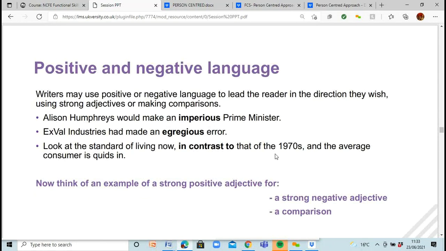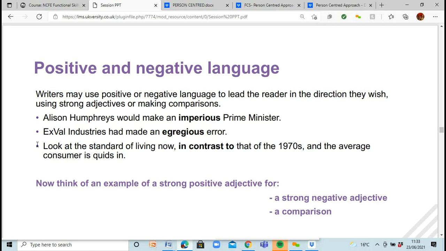And then for the last little section on these words, positive and negative language. So writers can use positive or negative language, and it really leads the reader in the direction that they want to go. So they use strong adjectives, or they'll make comparisons. So they've got things like Alison Humphreys would make an imperious prime minister. So this is them wanting to show you that Alison Humphreys is fantastic. She would be a fantastic prime minister. That it would be amazing if she was made it.